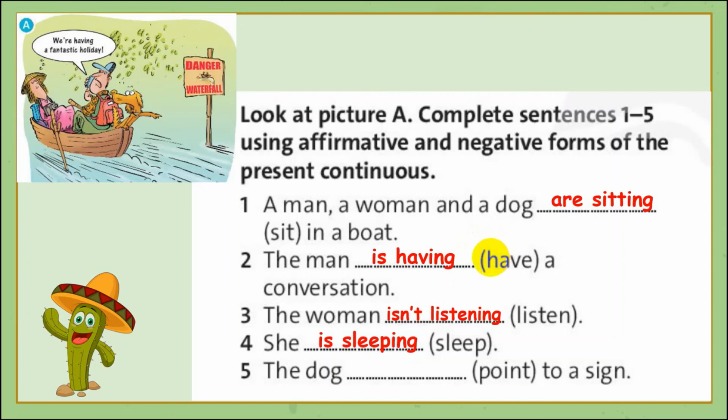And number 5. The dog blank points to a sign. And the answer is the dog is pointing to a sign. So that is the end of this exercise.